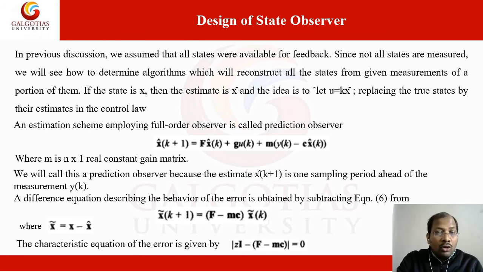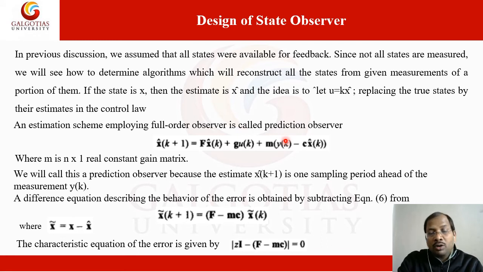So what is the full order and what is the reduced order? The state observer is divided into two categories. One is the full state observer, second is the reduced order observer. Suppose there is a plant which has, say, 10 states. Out of 10, we are able to measure only 2 state variables, and 8 state variables are unmeasurable.